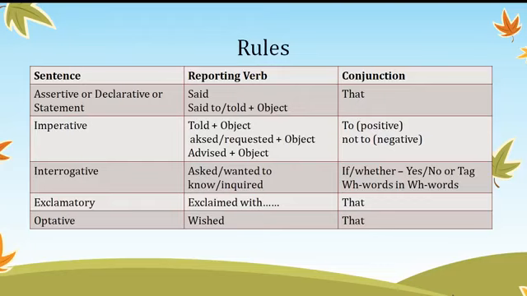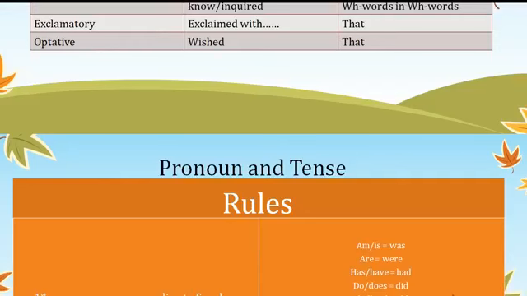If there is an exclamatory sentence, then exclaimed with. If there is happiness, then happiness; sorrow, then sorrow. The conjunction is that. Optative sentence, then wished. The conjunction is that. I have already said to you. So this you have to know.